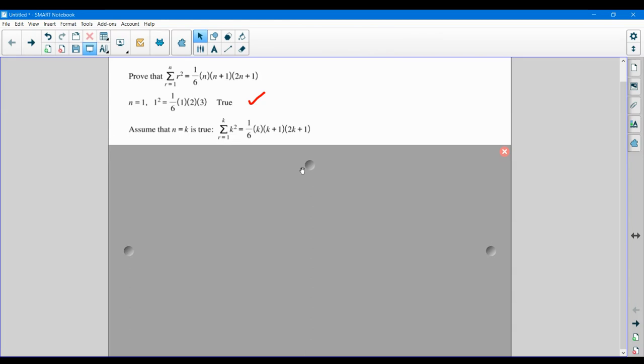Now the next step is to write out the statement, assume n equals k is true. So I'm going to substitute in here the k, so instead of having n squared, it's going to be k squared. Just substitute in k instead of n. Depending on the question, depending on the mark scheme, this is worth at least 1 mark here, and you can lose marks if you don't have this. Assume that n equals k is true.